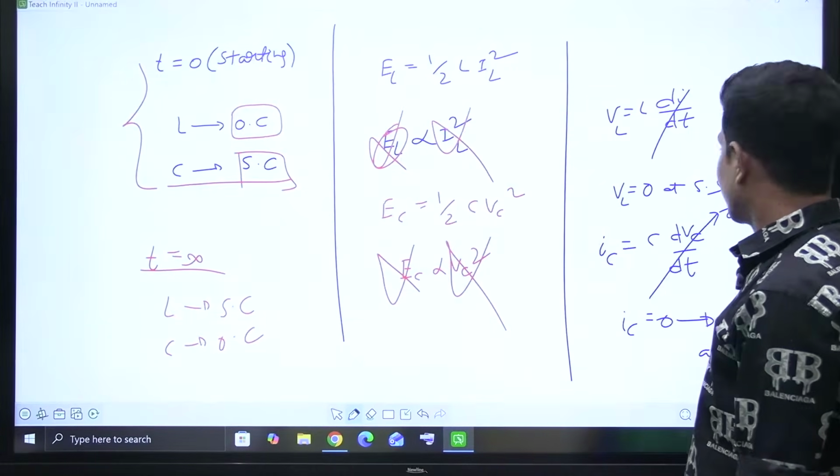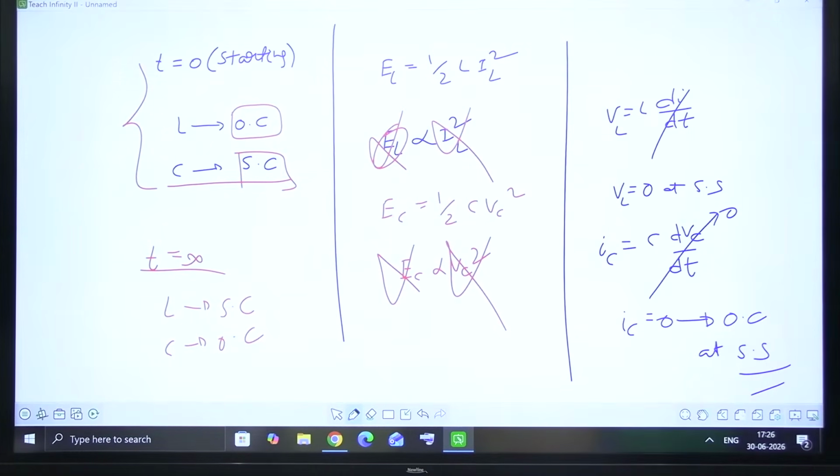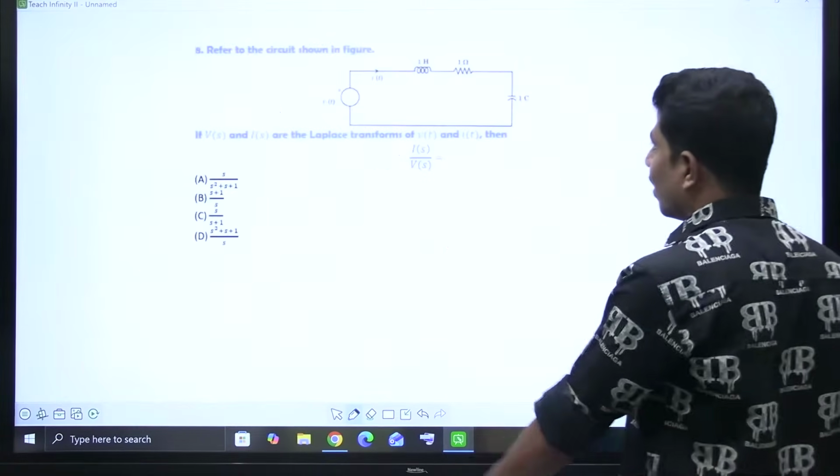So these are the few fundamentals, logically, on how to remember without any confusion. Let's go for the next question.